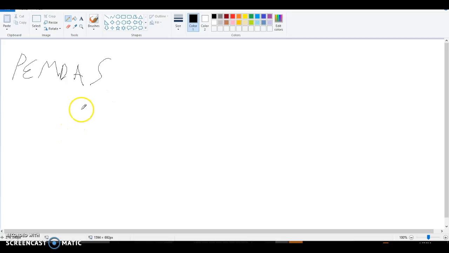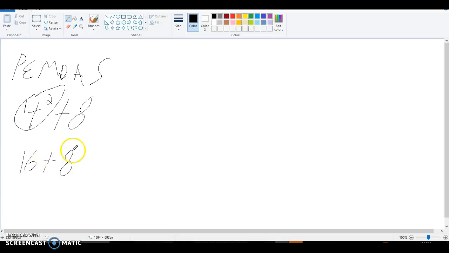So I'm going to show you an example problem, a pretty simple one. We're going to have 4 squared plus 8. So you look for parentheses and you don't have any parentheses. So then you're going to look for your exponents or radicals. You see here that you have 4 squared. So what you're going to do is multiply 4 by 4, which gives you 16. And then you're going to write out the rest of your equation, 16 plus 8.